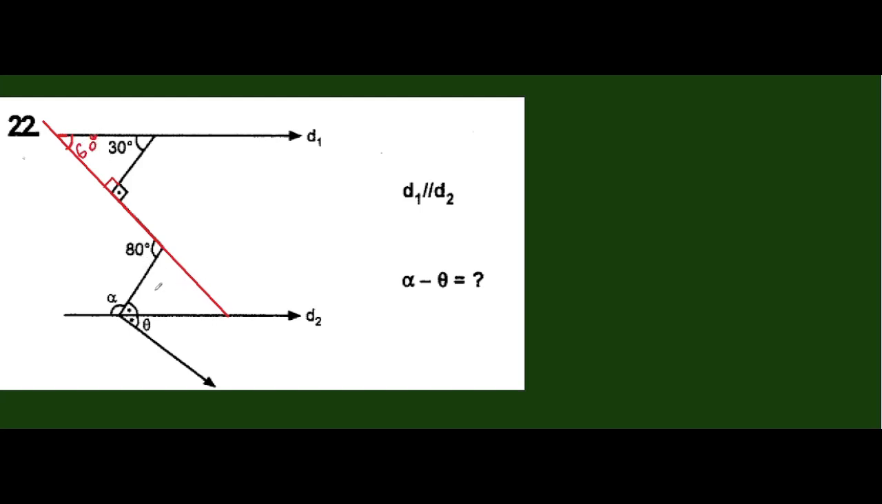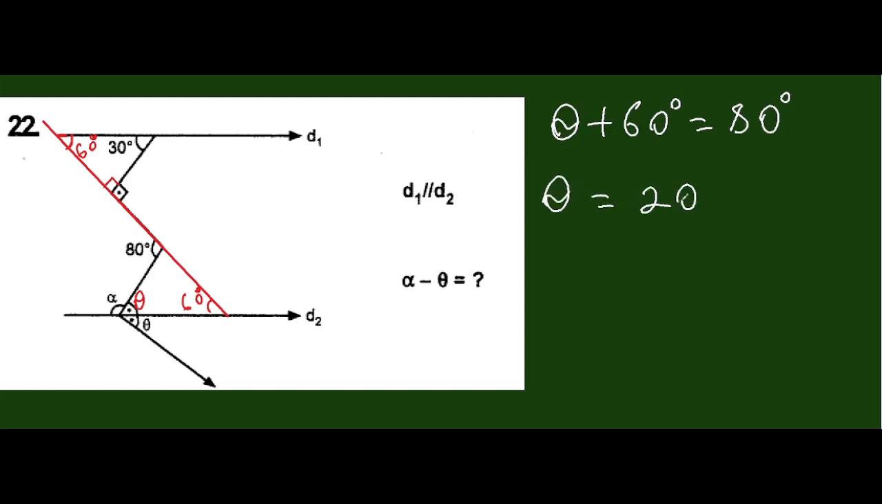And then D1 is parallel to D2. That's why we can write from alternate angles. If this 60 degrees, this will also be 60 degrees. So this is theta. So this will also be theta. So then we will write as theta plus 60 degrees will equal to 80 degrees. And from here, theta will equal to 20 degrees.